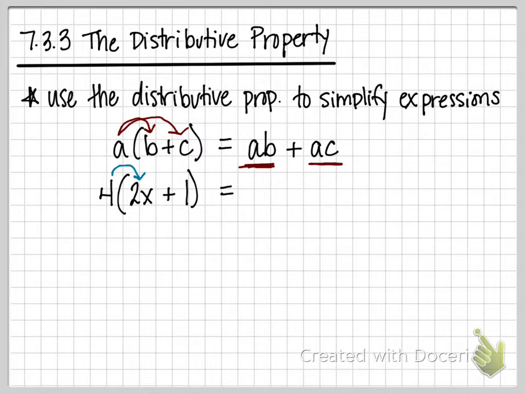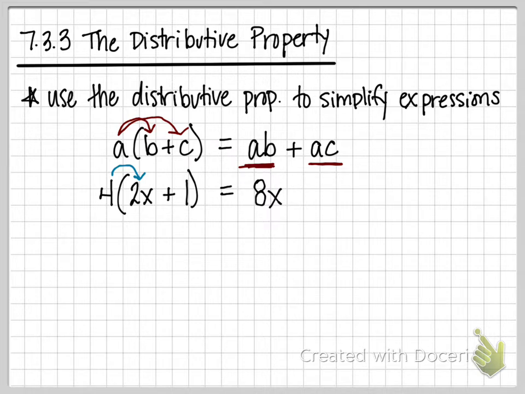So what we're going to do is multiply the 4 into both of the terms. So what is 4 times 2x? We work with the coefficient. So we do 4 times 2 and put the x on the end. Lily? 8x. 4 times 2 is 8. And the x just stays there. So we're doing 2x 4 times. That's 8x.